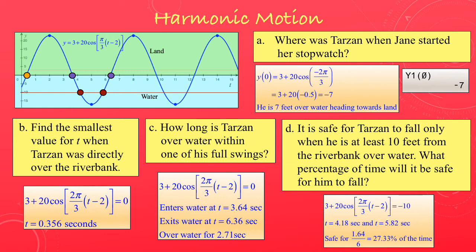So we set 3 plus 20 cosine of pi over 3 quantity t minus 2 equal to negative 10. We use the intersect feature of the calculator, and we get t is equal to 4.18 seconds, and t is equal to 5.82 seconds. Subtracting, we get 1.64 seconds. And within one period, which is 6 seconds, that means that he is safe for 1.64 over 6, or 27.33% of the time.